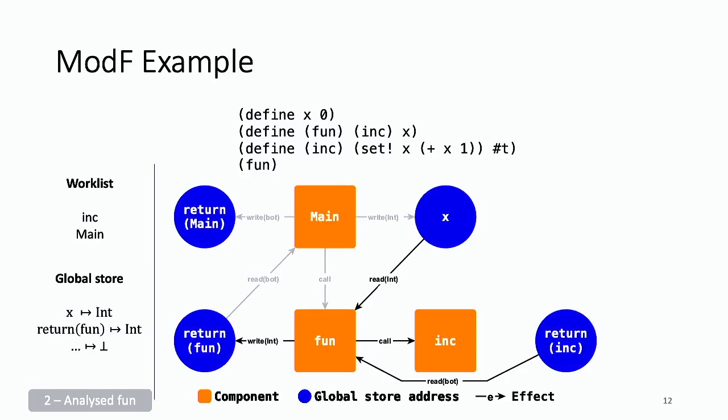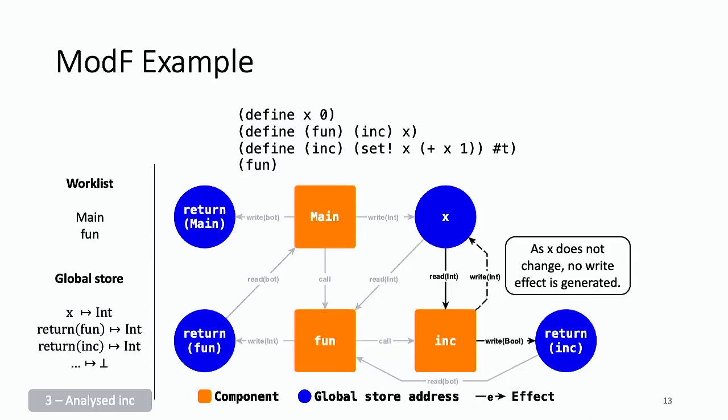And then what fun does, it reads x, generating a read effect, which is arrow, and writes to its return value in the store, generating a write effect. And of course, as main previously emitted a read effect on this address, and thus has a dependency, we re-add main to the work list, so it can take into account the updates to this value.